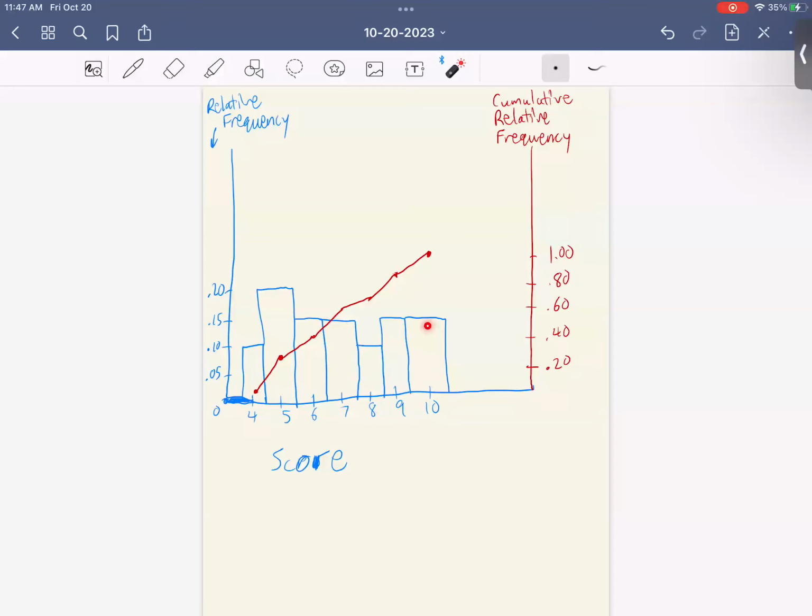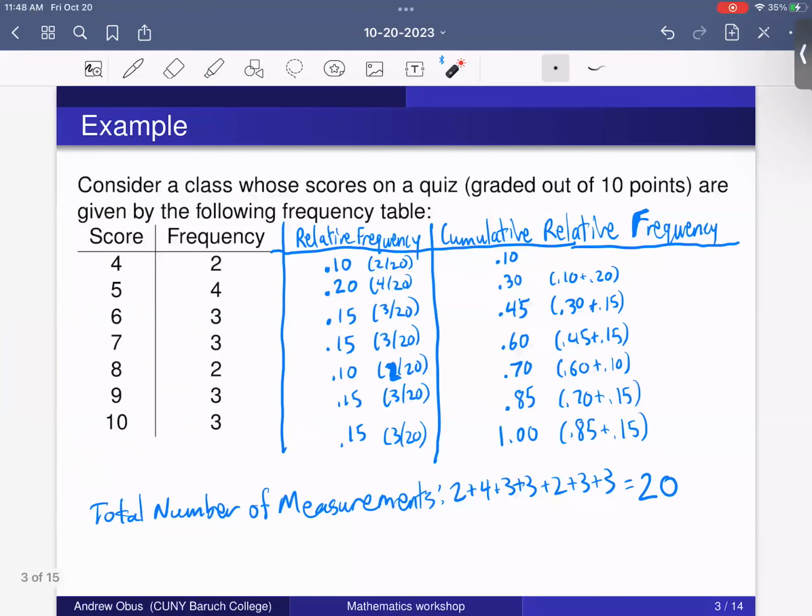Now here, the dot isn't in the bar because my scale over here is bigger than my scale for this bar, but that's fine. This dot is still directly over the 10 measurement, and this dot here is still directly over the 9 measurement, and this dot is directly over the 8 measurement, and so on, and that's giving you the cumulative relative frequencies of the individual classes. Okay. Any questions about this?